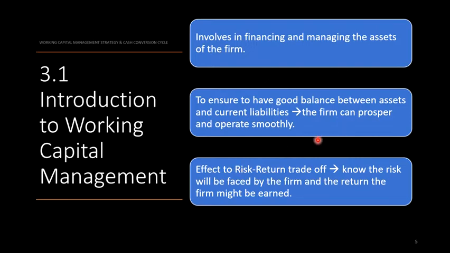Okay. So macam I told you earlier, working capital ni also referred as net current asset, and it can be defined as current asset minus current liability. So in order for the firm to be liquid or solvent, the net current asset must be positive. So working capital involved in financing and managing the assets of the firm, current asset and current liability lah. Okay. So second, to ensure to have good balance between asset and current liabilities, the firm can prosper and operate smoothly.